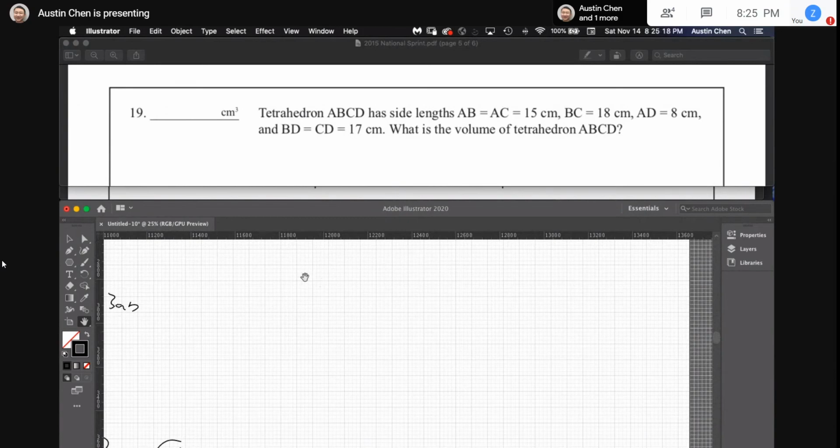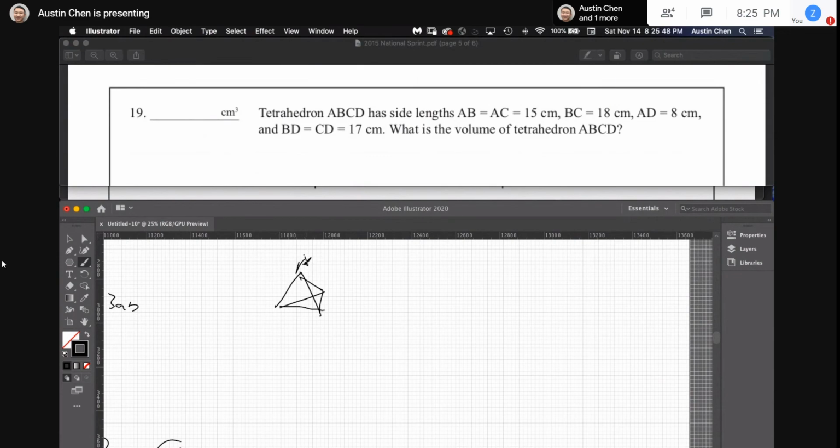We have tetrahedron ABCD has side lengths AB equals AC equals 15 centimeters, BC equals 18 centimeters. Okay, and we basically just have a list of the lengths of the sides. So let me draw the tetrahedron first, and then I'll fill in the sides. I'll just draw a generic one for now.